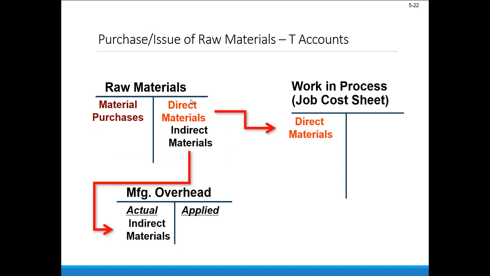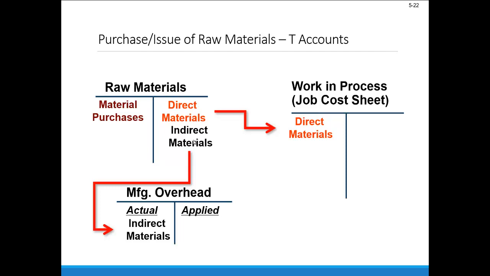That's always true. So if we looked at our raw materials account here, we get debits, we're increasing that account since it's an inventory asset account. So our materials purchases from our first example would show up there. Any credits would show the use of materials, the decrease in that raw materials account. So there was our credit for our direct materials and our credit for our indirect materials.